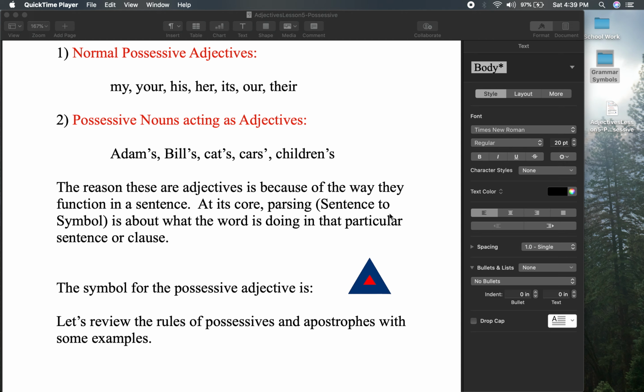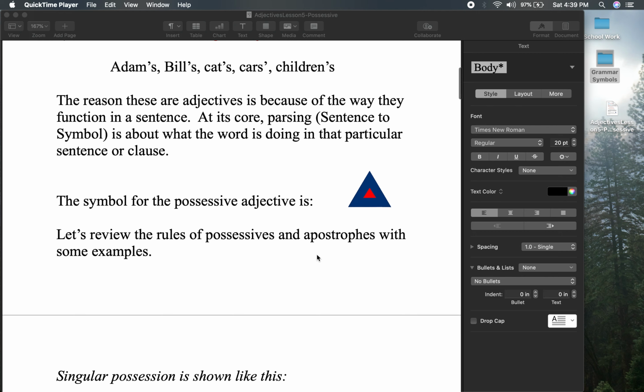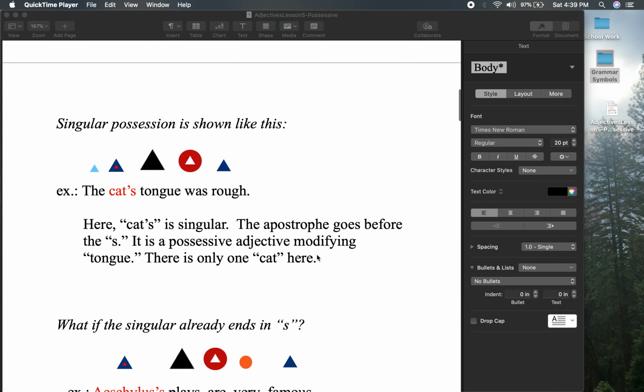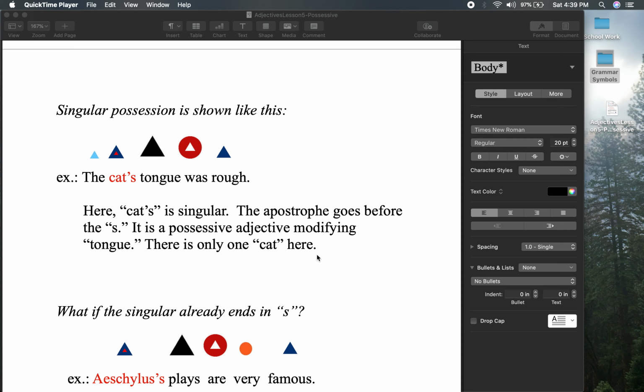Quickly though, let's review the rules of possessives and apostrophes with some examples below. So this will get to our examples, but also get to the nitty-gritty of how to use apostrophes. Singular possession, if you have a possessive noun working like an adjective, looks like this. The cat's tongue was rough. You get the normal apostrophe S on a normal noun. So this is not a plural. This is a possessive adjective modifying tongue and telling whose tongue it is. So here, cat's is singular. The apostrophe goes before the S. There is only one cat here.